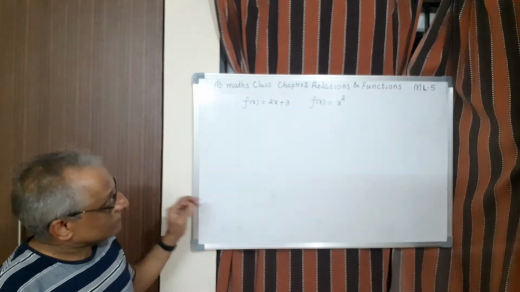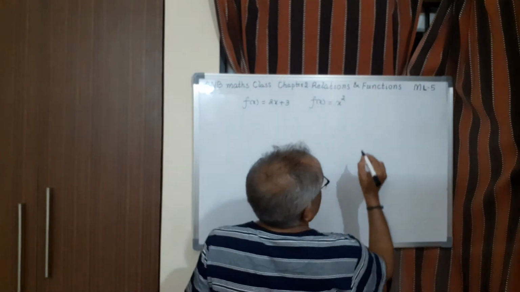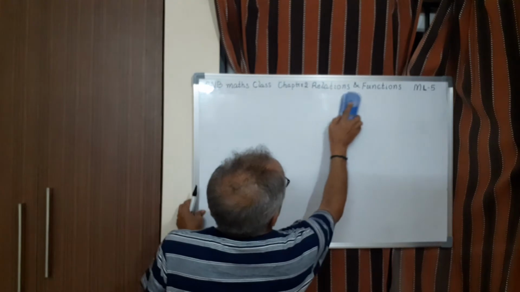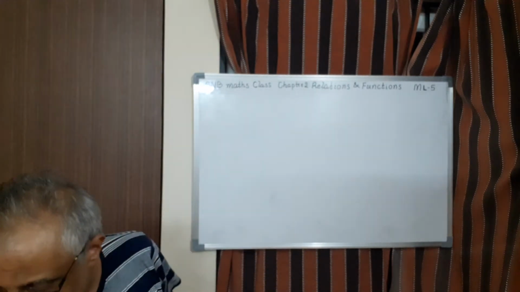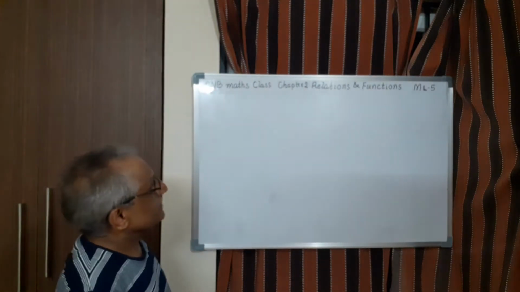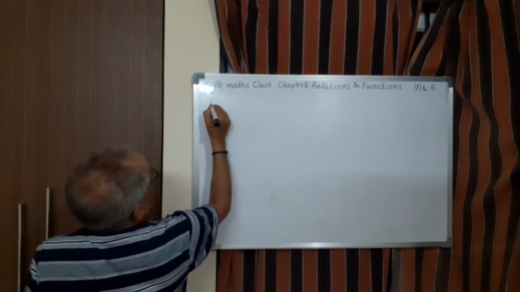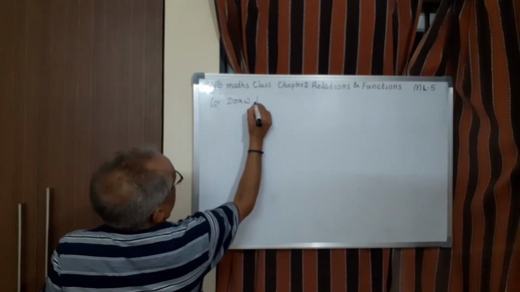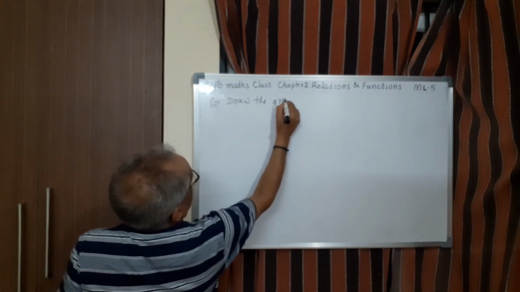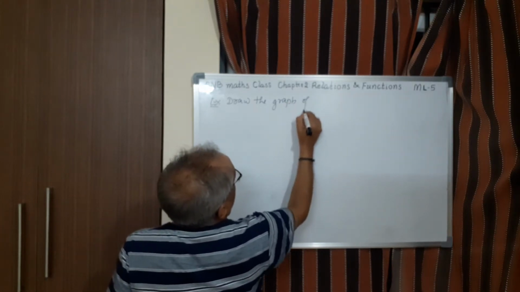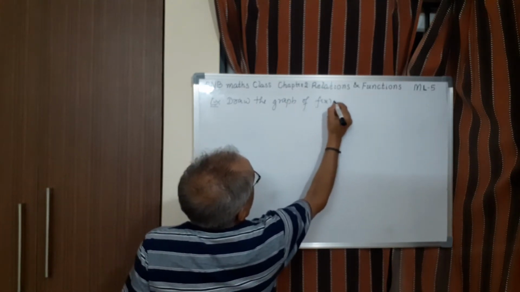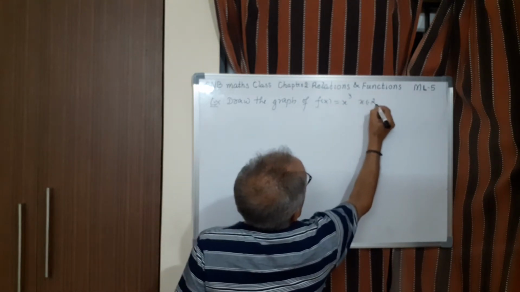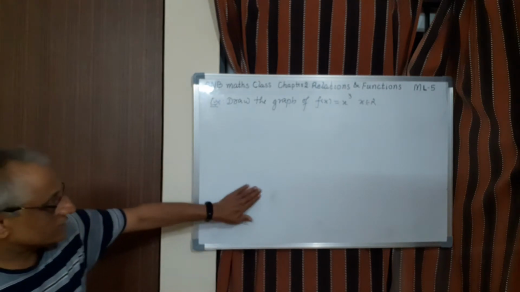Let us study one more polynomial function. So that is cubic function. Let me show you how to draw the graph of cubic function. Then let us also discuss what is the domain and what is the range. So let us take next example. Draw the graph of f of x equal to x cube, x belonging to R. Then we shall also find what is domain and what is range.